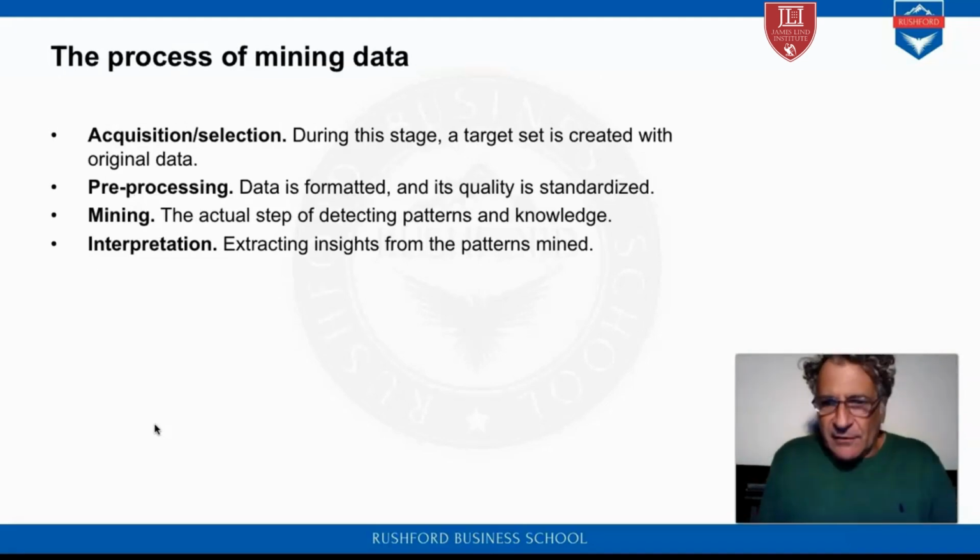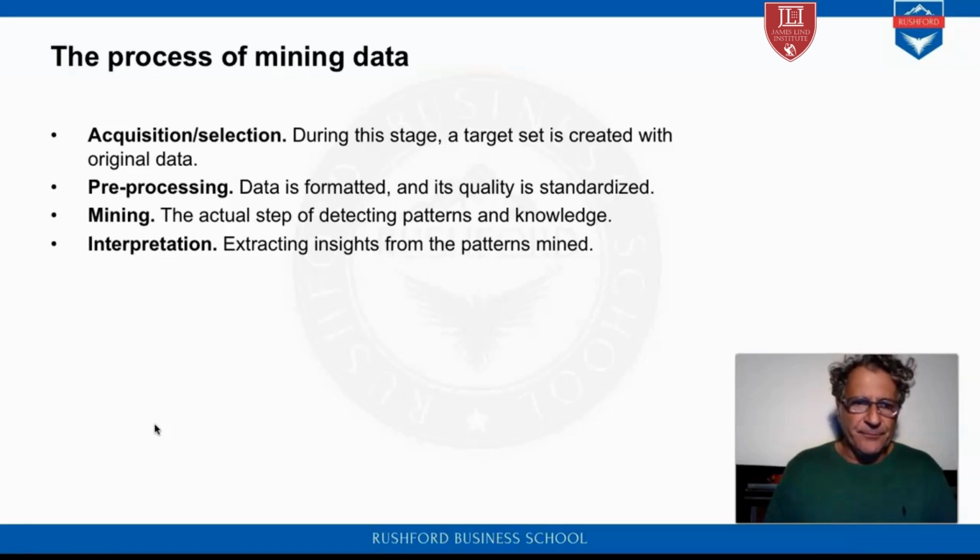So let's have a look at the process of data mining. First of all, we have the acquisition and selection. During this stage, the target set is created with original data. So we have to acquire, for example, the data correlated to cardiology in the hospital. So we have to select all the data correlated to cardiology, divided, for example, by private and public hospital, divided also by the different treatments for cardiology, the different levels of risk in cardiology, and so on.